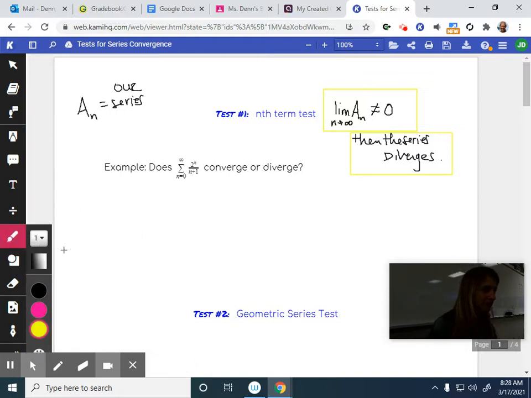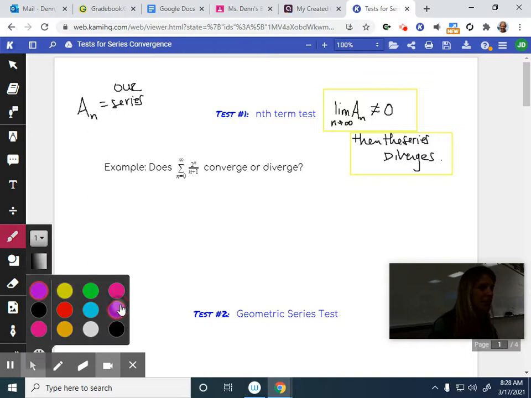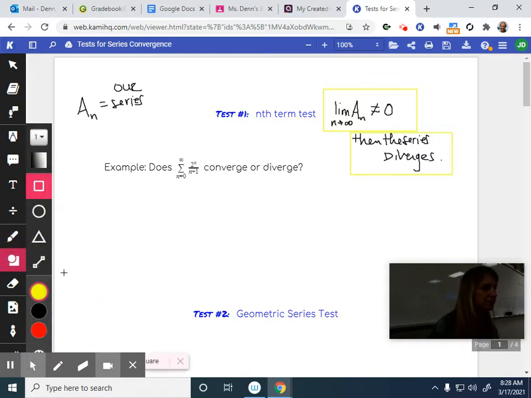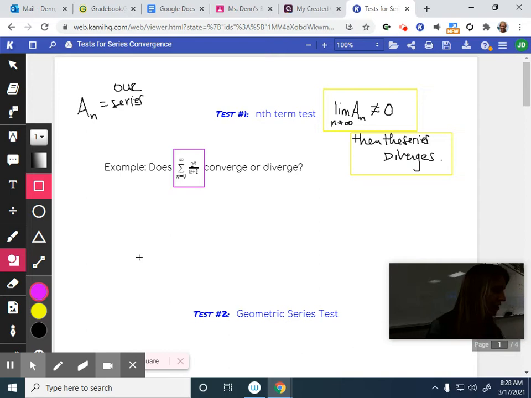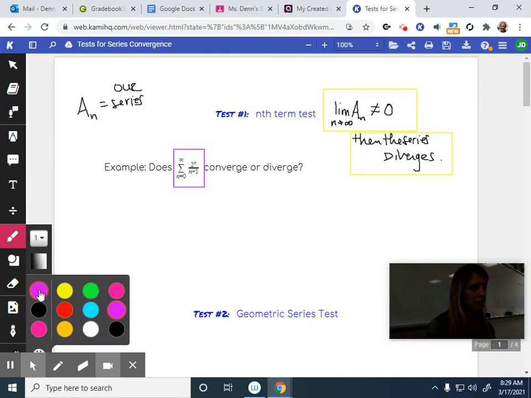So here we go. Let's look at this example. Does this series converge or diverge? Every time I have one of these, I am going to stop and think about the nth term test and whether that limit goes to 0 or not. This is where we're thinking about growth rate. This is why we talked about growth rate before, what grows fastest, so I can easily tell which is growing faster, the top or the bottom.